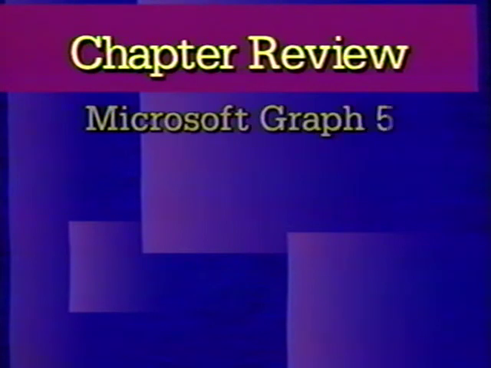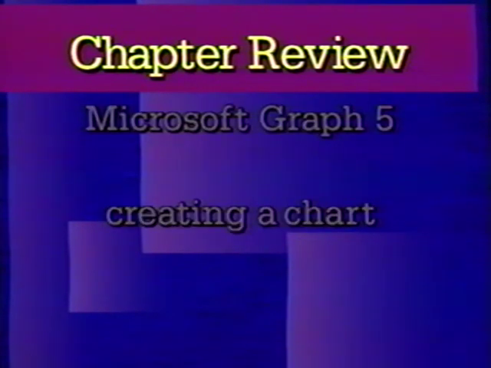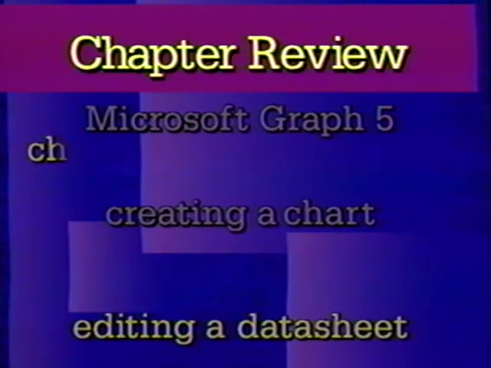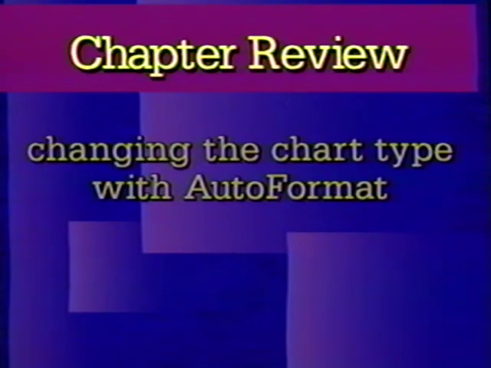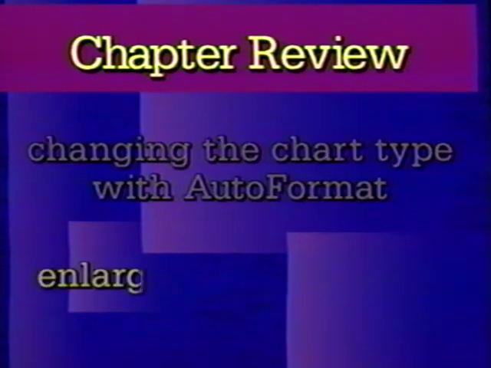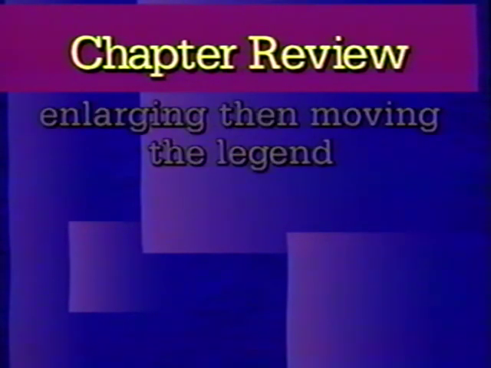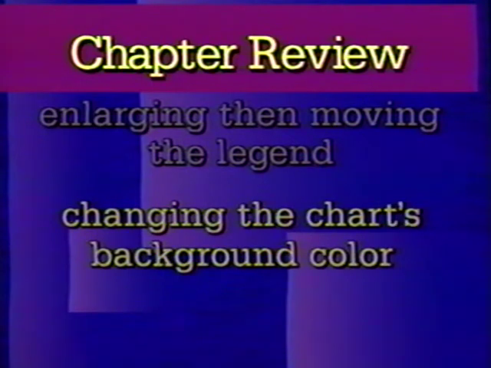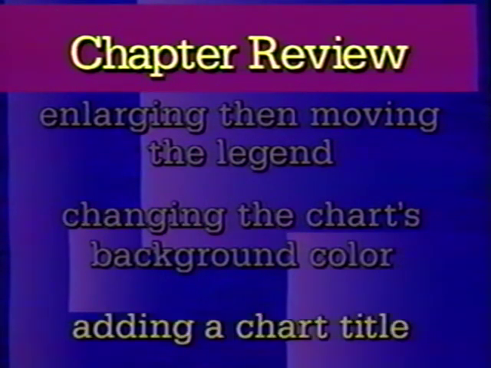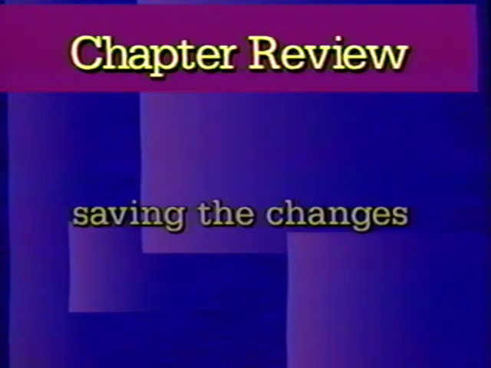Let's review what we've covered in Chapter 4. We explained Microsoft Graph 5. Then we created a chart. We edited the data sheet. Next, we changed our chart type by using AutoFormat. We enlarged, then rotated the chart. We enlarged, then moved the legend. We changed the chart's background color. We added a chart title. Finally, we saved the changes.